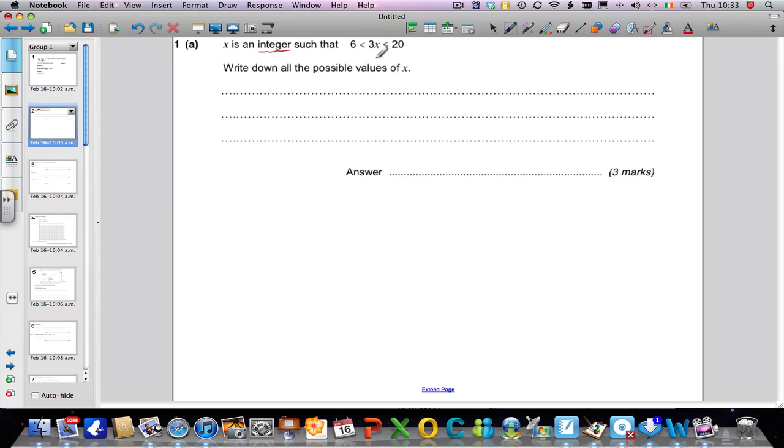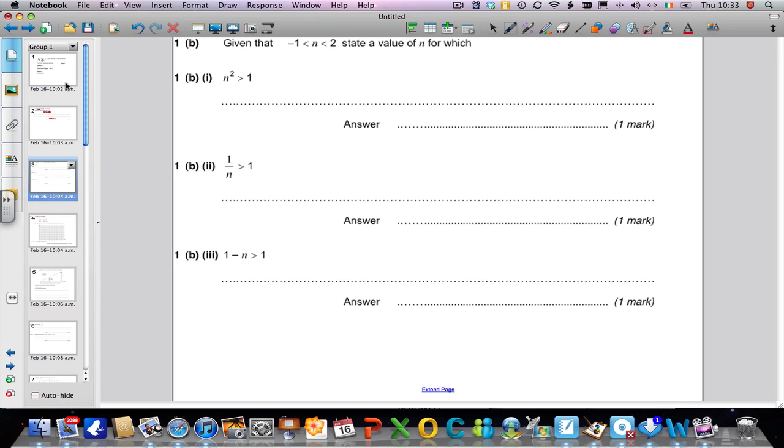Here it gives me 3x, so I'm going to divide everything by 3 and get a slightly different range. So dividing by 3 we get 2 is less than or equal to x, which is less than or equal to 6 2/3, or 6.6 recurring if you like. So what numbers lie between 2 and 6 2/3 and are positive whole numbers? Well, it must be 3, 4, 5 and 6. That's question 1 in the bag.